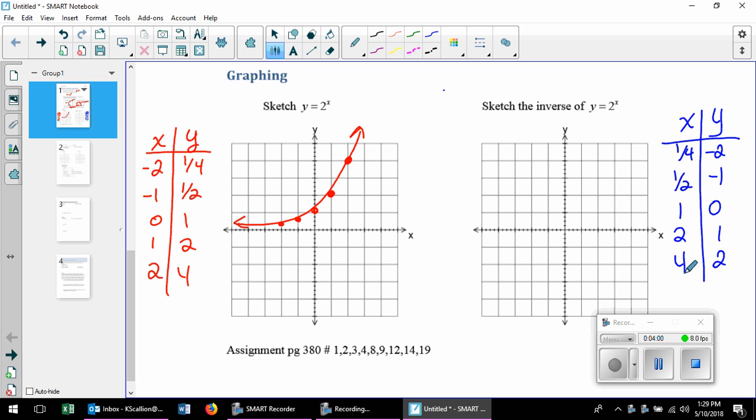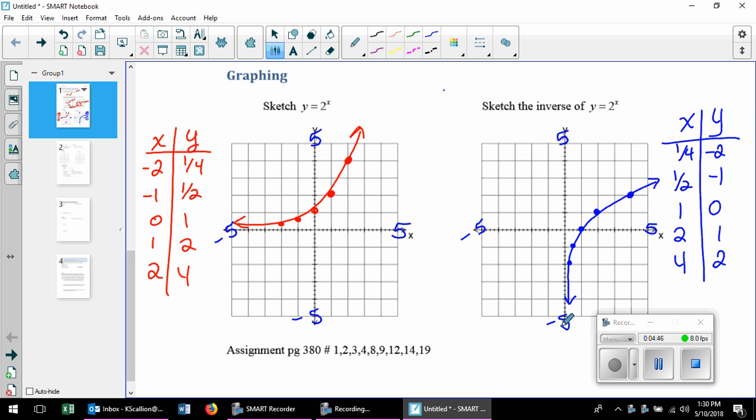So now when I graph this, what didn't I do here? We talked about getting my table of stuff, increments. So at a quarter, I'm at -2. At a half, I'm at -1. At 1, I'm at 0. At 2, I'm at 1. At 4, I'm at 2. Try not to lose any marks this time. Do I need to label 2 points if I have a table of values?